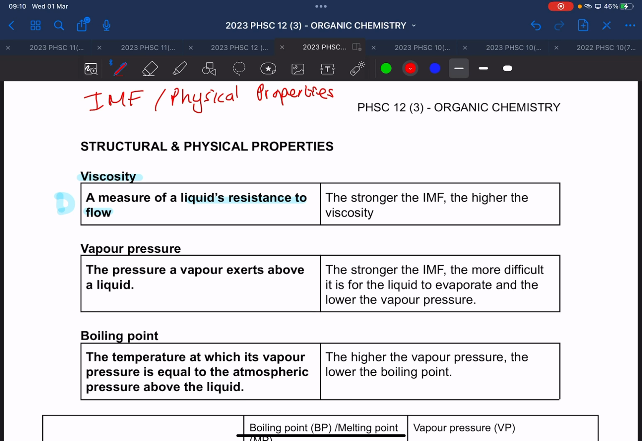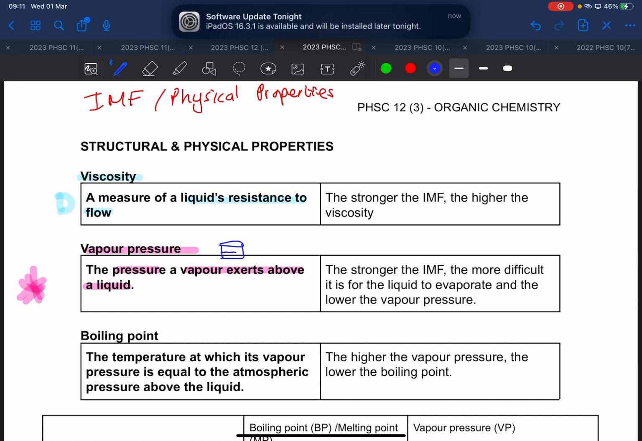Right. Then one that they ask quite a lot is the definition of vapor pressure. Vapor pressure is the pressure a vapor exerts above a liquid. What is vapor again? The particles that are already vaporized, evaporated. So if we have, let's say, a container, a glass, and the particles have already started to evaporate, go up in the air, that is the vapor pressure. The pressure a vapor exerts above a liquid.